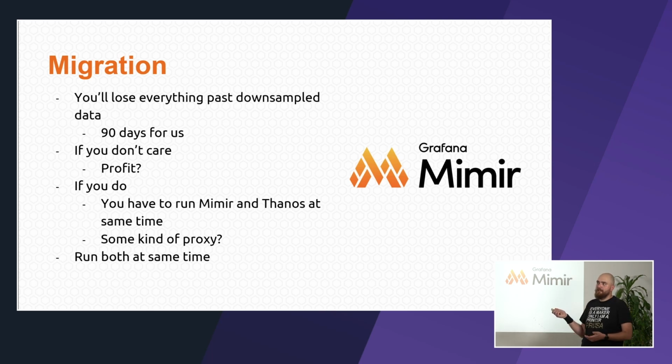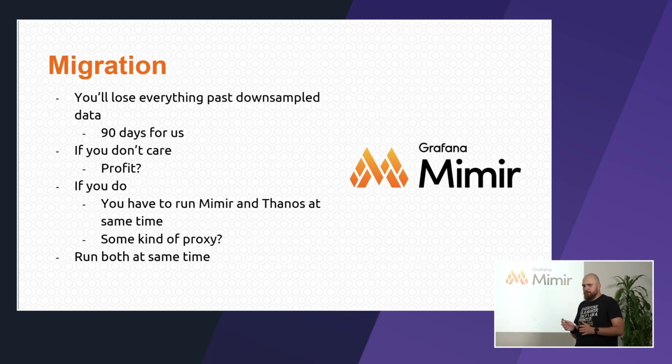For us, it's 90 days, but if you want to have more data that's interesting for business, it's basically a no-go. If you don't care, then why not? You can migrate, it will be faster for you. You can technically run Thanos and Mimir at the same time, thanks to having different ways to get the data. It's not that hard, but you have two ways to do that.